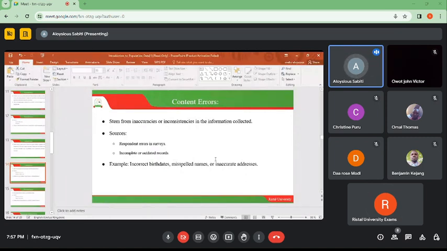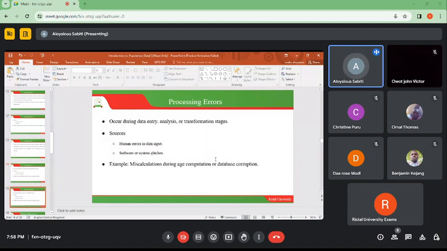And most of the sources, like I've said earlier, are as a result of respondent errors in surveys. So with respondent errors, we are looking at how someone gives you a response. The response may be inadequate or the response may be false, and therefore these cause errors that we refer to as content error. Then there are also incomplete or outdated records. And these records may be administrative records where some part of the data was not captured, and therefore this leads to guessing and might be incorrect. Examples include incorrect birth dates, misspelled names, and inaccurate addresses. Someone may say that they live in this city, yet they are living in a different location.